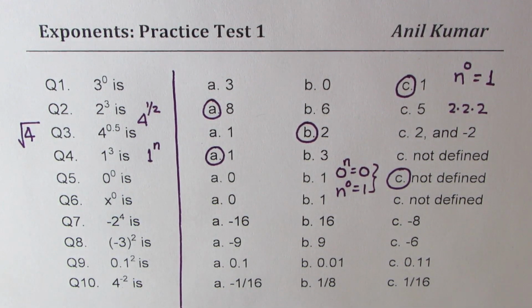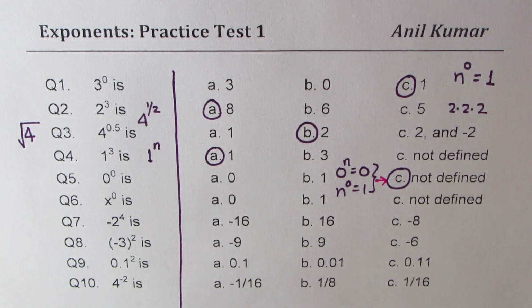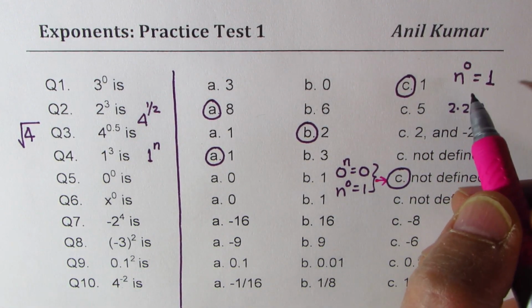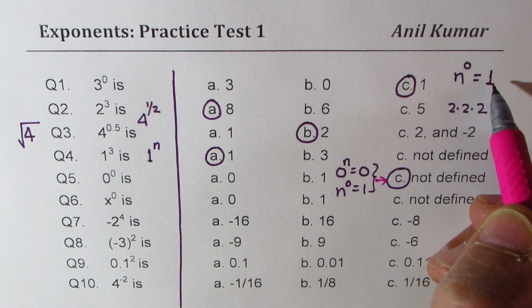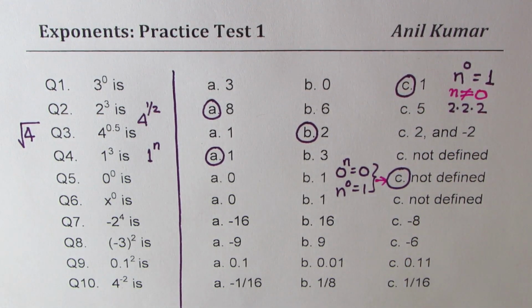It is not defined. Correct? So it is not defined. So that is kind of very important to understand. So in this case, when I write n to the power of 0 equals to 1, in this case, n is not equal to 0. Perfect? That is important to understand.